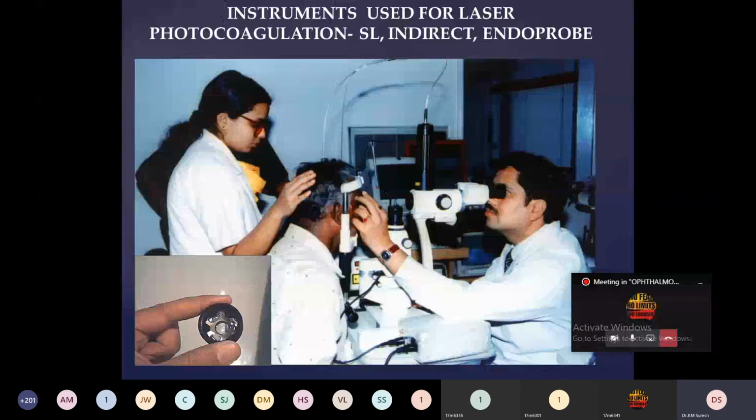There are 3 modes here. I am doing slit lamp delivery of green laser photocoagulation. Other modes of delivery of green laser are through the indirect ophthalmoscope, and while you are doing posterior segment surgery, you can direct the laser by using what is known as an endoprobe, which can be inserted through the pars plana region.